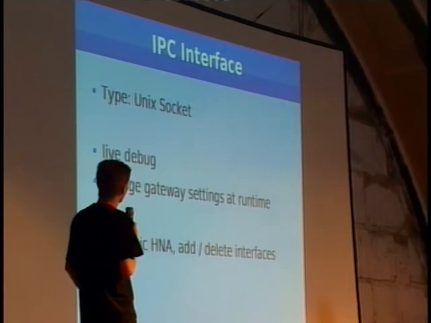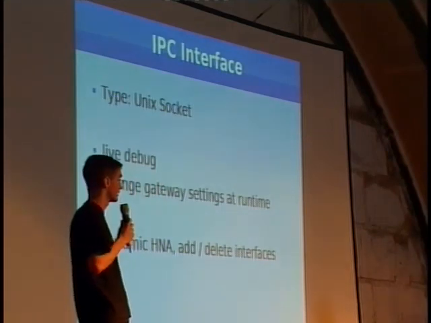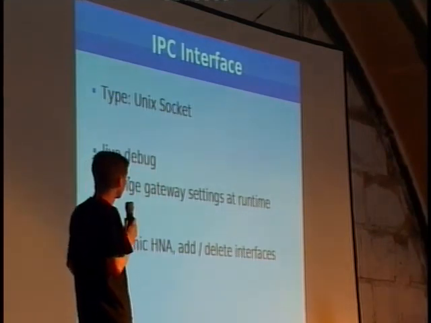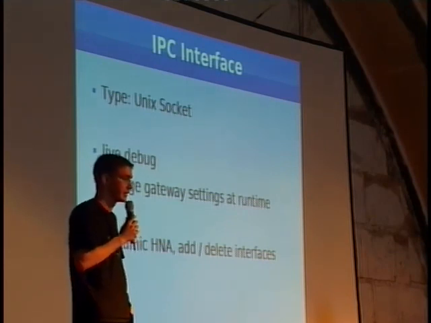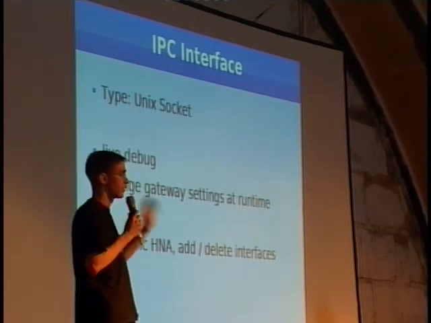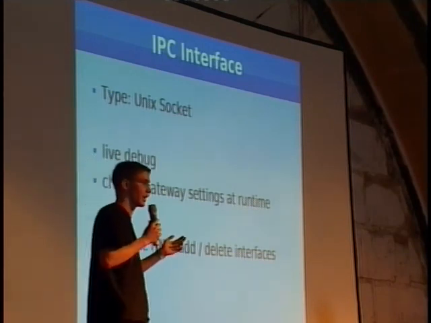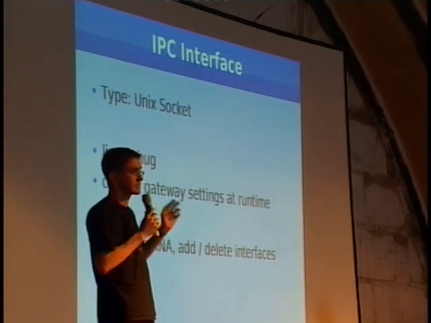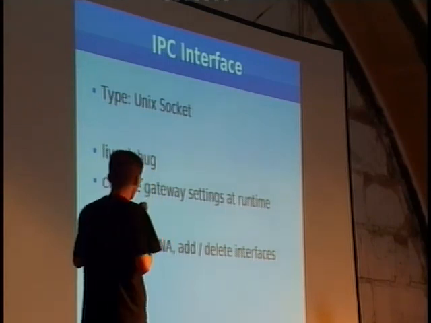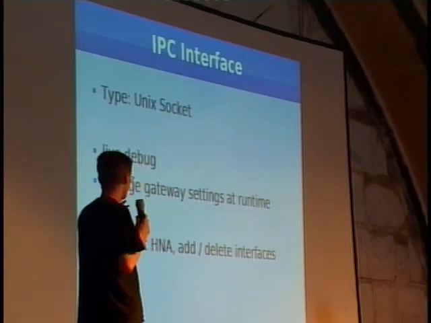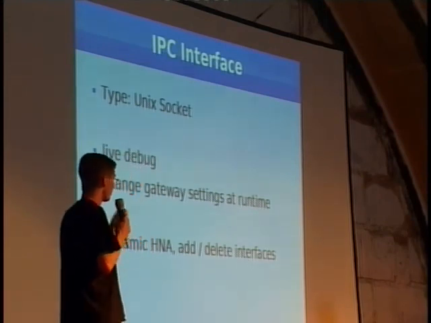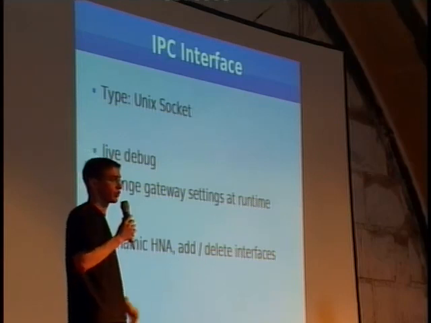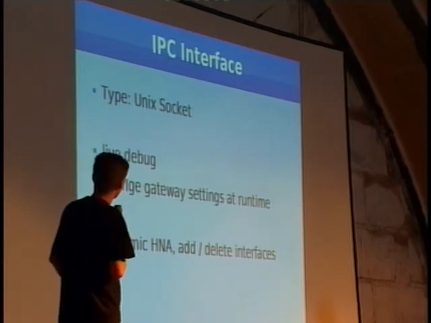So we have live debugging output, and a newly added feature is that you can change your gateway settings at runtime. I will explain the settings later, but it means you can say, I want internet now, or I offer internet now, or I want another gateway, and all this without restarting Batman. We have future plans, for example, adding HNA information dynamically, which I will explain, or adding and deleting interfaces for hot plugging events and similar things.